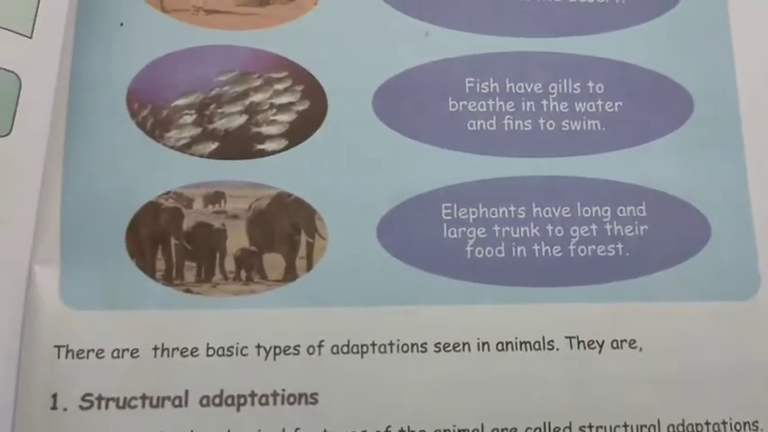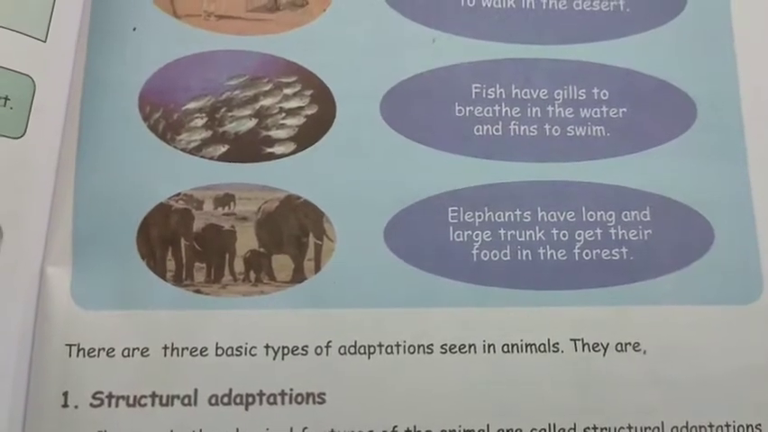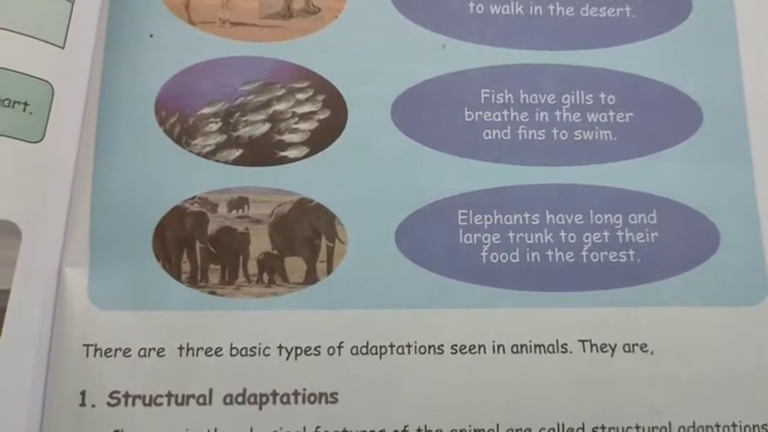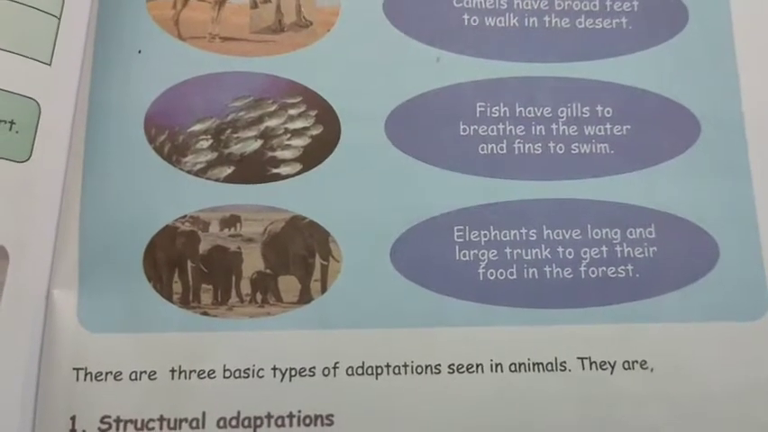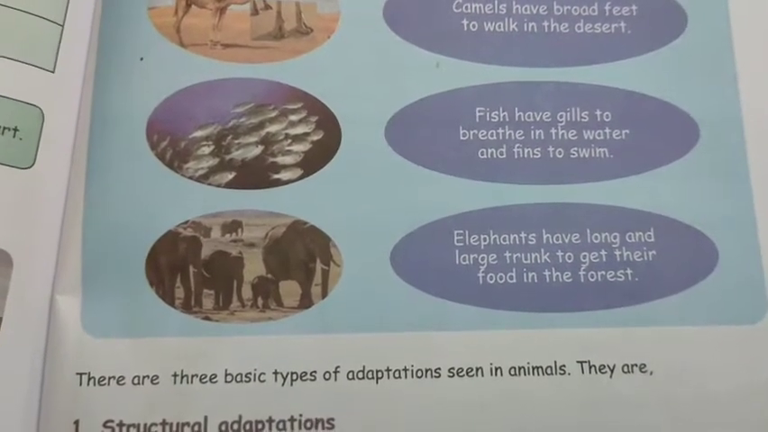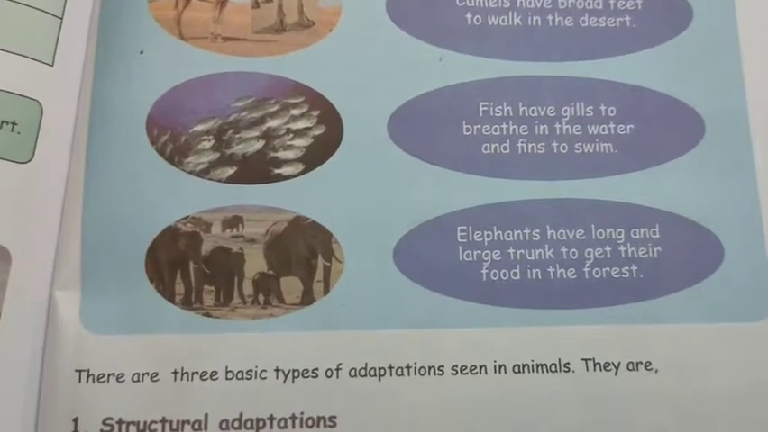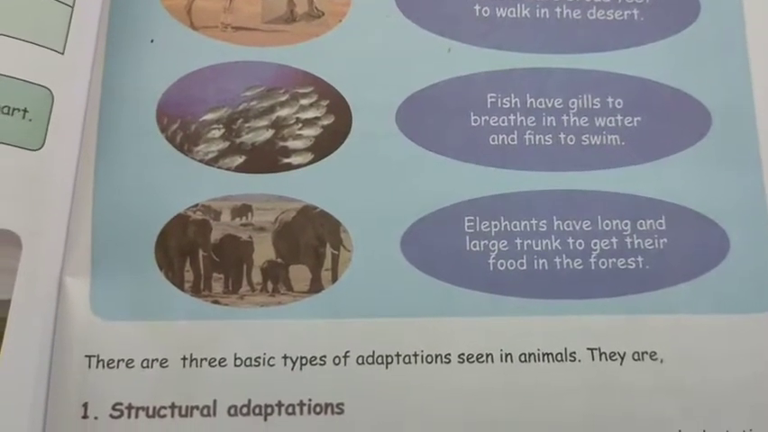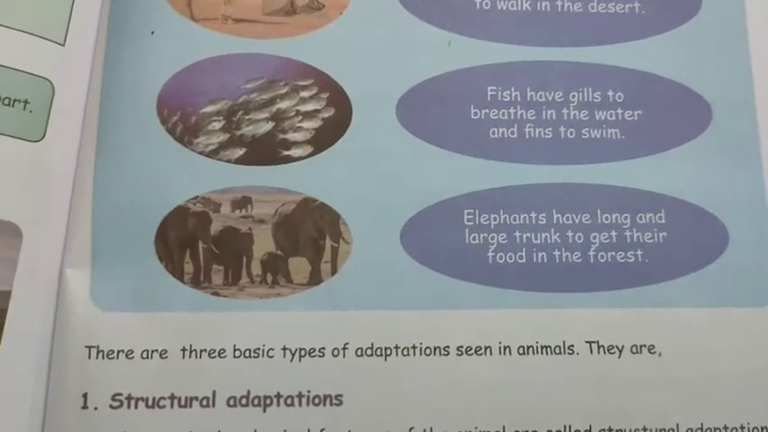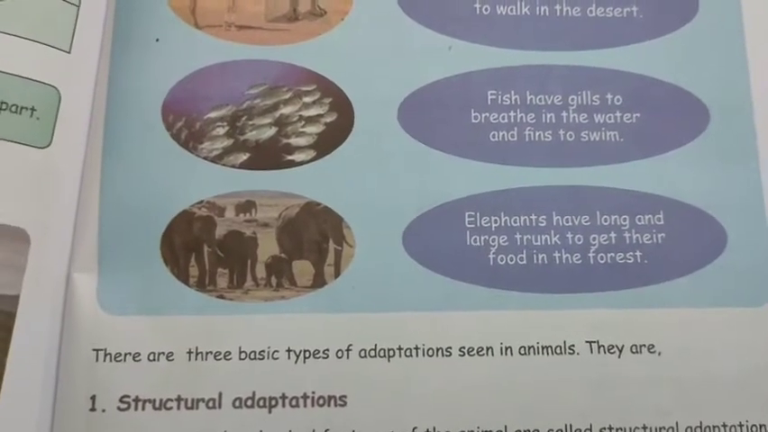Next, elephants have a long and large trunk to get their food in the forest. Elephants have a long and large trunk, right? Why? If they have a large and long trunk, it will be easy for them to collect food in the forests. Okay, this is also an adaptation.